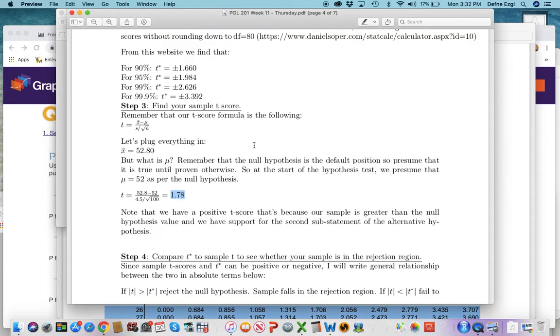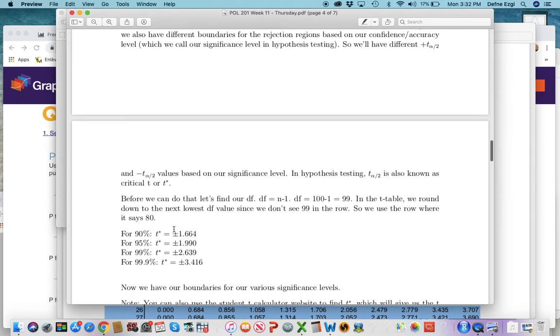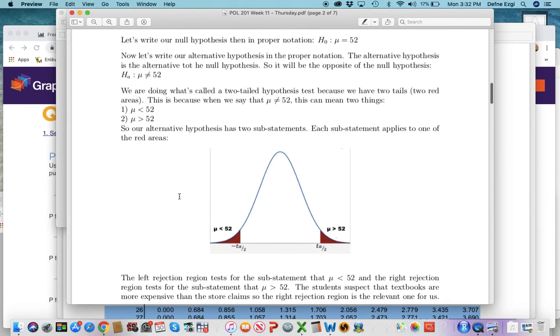And the reason is the following. Remember that, yes, we only have one sample, which gave us a positive t-score. We don't have two samples. But remember that our alternative hypothesis has two substatements. When I say mu is not equal to 52, one possibility is that mu is less than 52, and the other possibility is that mu is greater than 52.